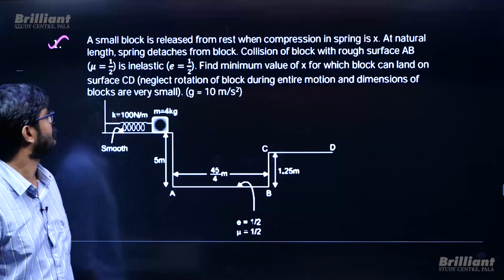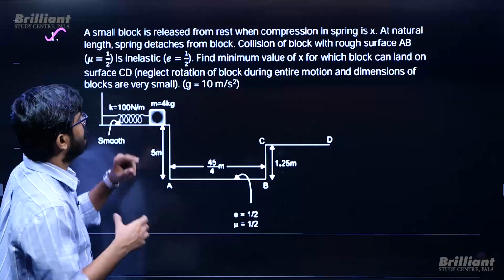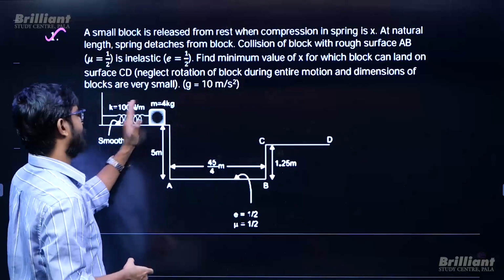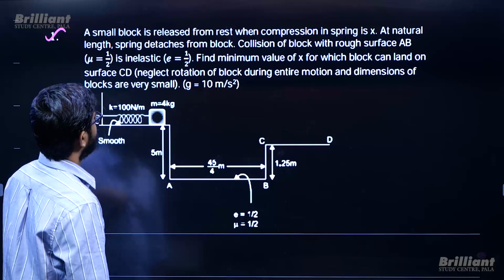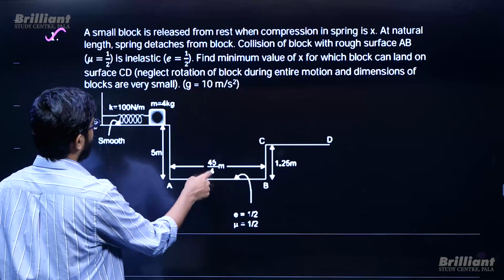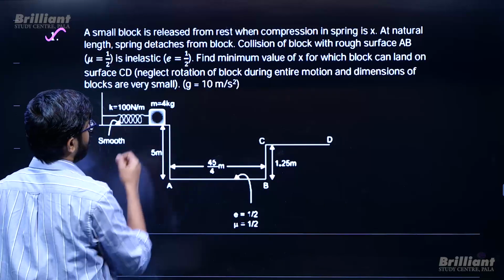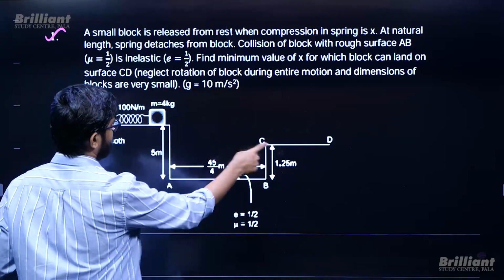So you can look into the first question. It says a small block is released from rest when compression in the spring is x. So you are compressing it and you are leaving it at natural length. The spring detaches from the block. Collision of the block with the rough surface AB, mu value is given, e value is given. Find the minimum value of x for which the block can land on the surface CD.